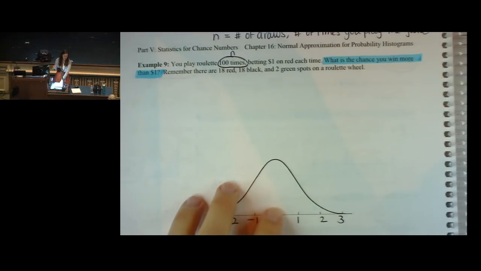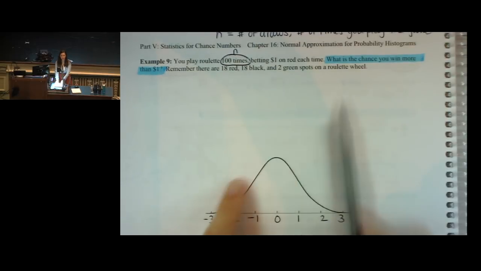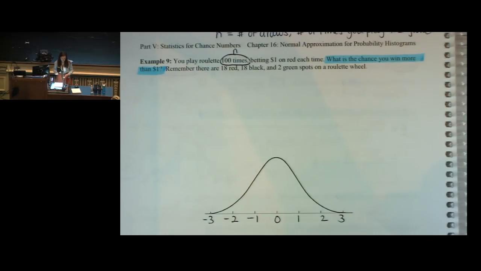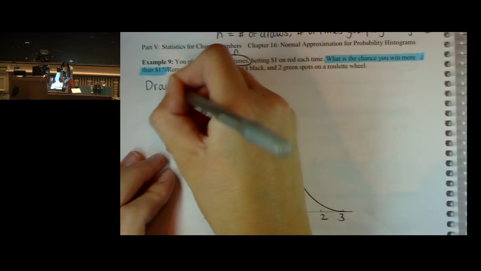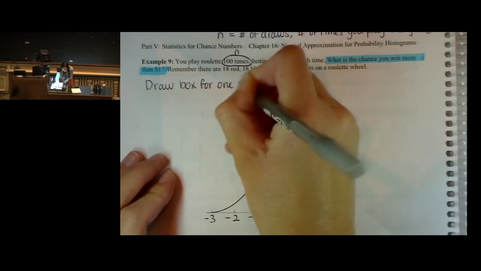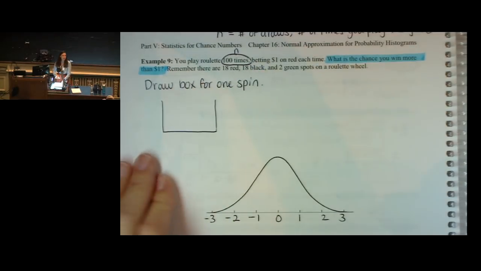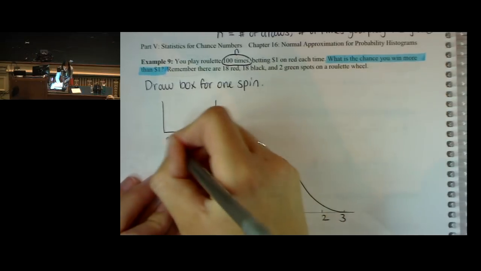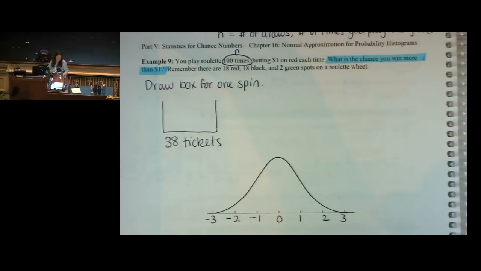Then lastly, the very last thing we want to do is change $1 into a z-score and find the area. All right, so I'm going to draw, for roulette, we've done this before, right? We want to draw our box for one spin of the wheel, and we've seen this box. We know that on one spin, the ball can land in 38 different slots. So I'm going to have 38 tickets.